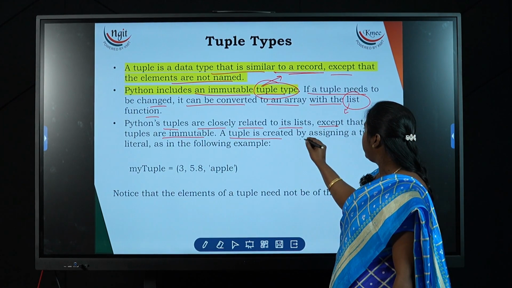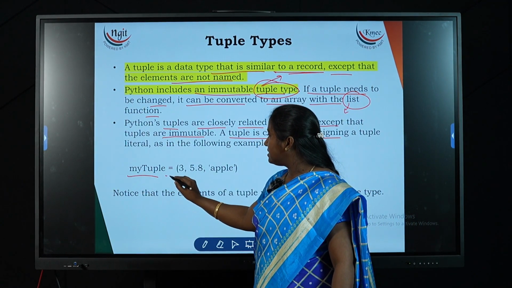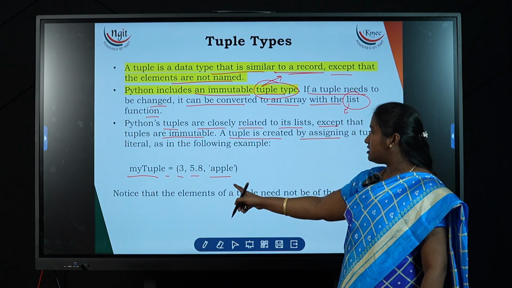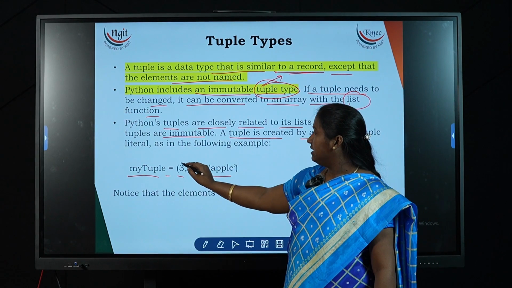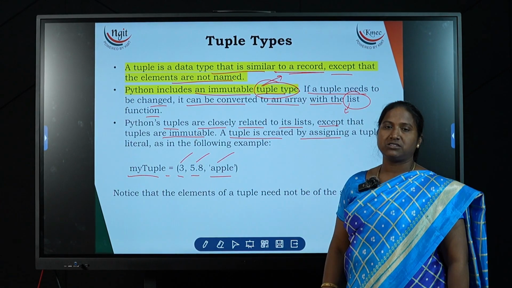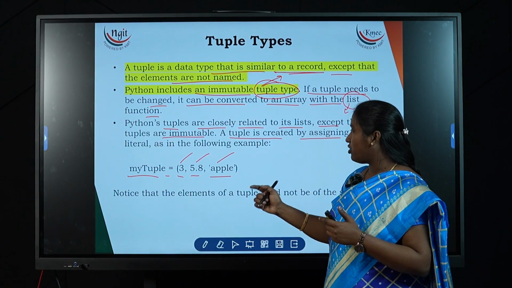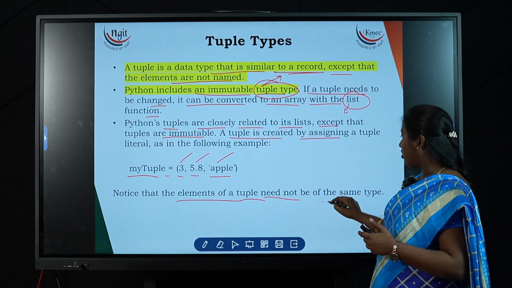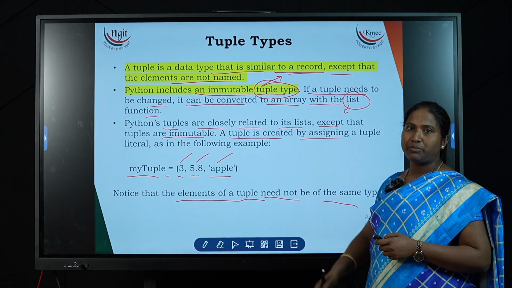A tuple is created by assigning a tuple literal, which is myTuple equal to (3, 5.8, apple). Here 3 is an integer, 5.8 is a float, and apple is a character constant. So a tuple allows mixed data types. Notice that the elements of a tuple need not be of the same type. You can take any data type in the tuple.